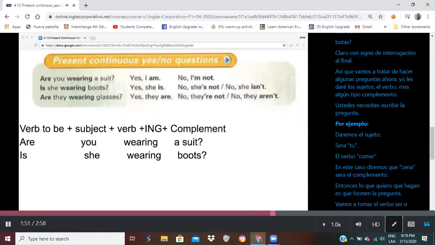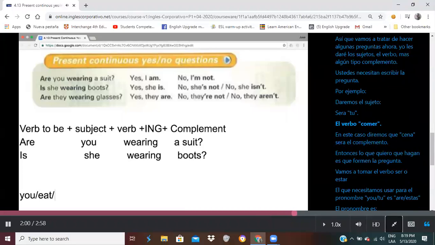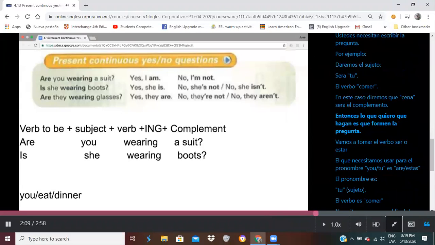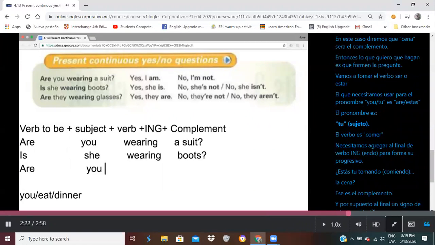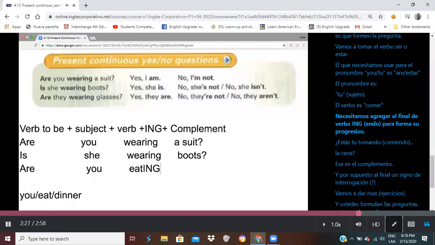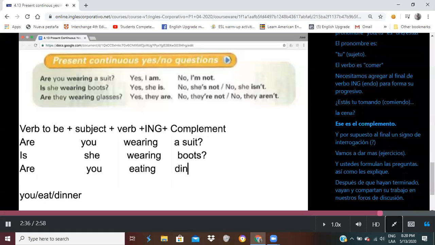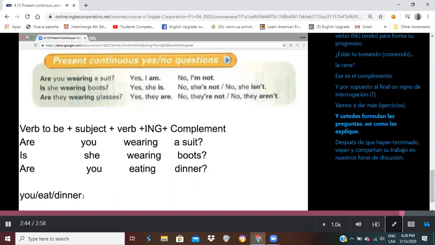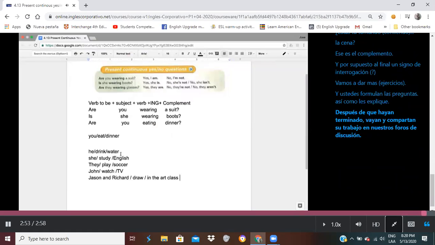For example, the subject will be you, the verb eat. And in this case, I'm going to say dinner is the complement. So what I want you to do with that is to form a question. Let's take the verb to be, which is the one that we need to use. For the pronoun you, you're going to say are. The verb is eat. We need to add ing to that to form it into a progressive form. Are you eating dinner? It's the complement. And of course, add the question mark there. So I'm going to give you more, and you should make these questions as I explain. After you have finished, go ahead and share your work in our discussion forums.